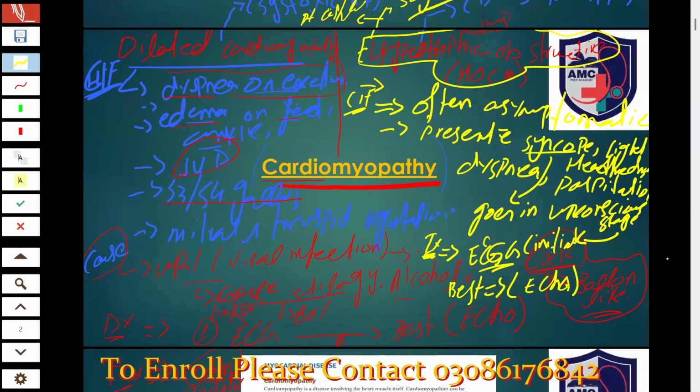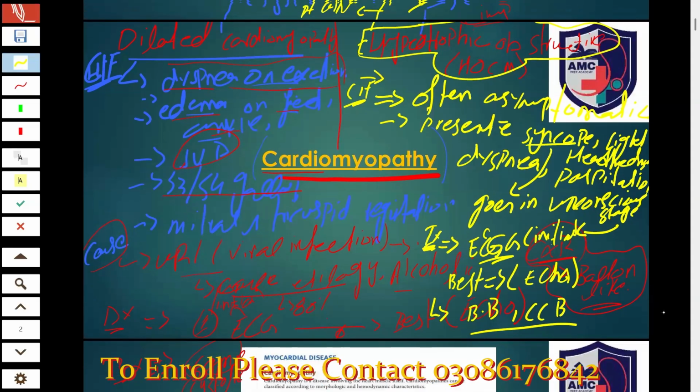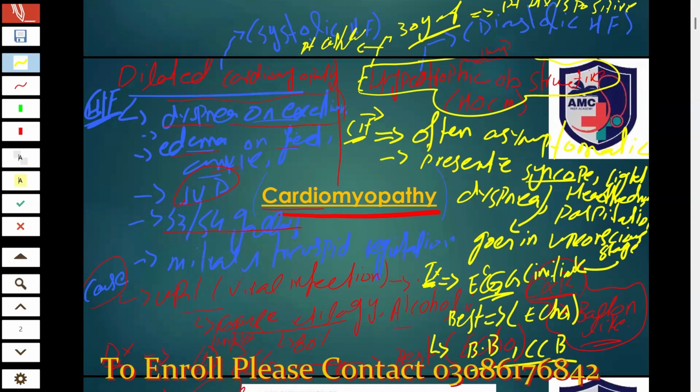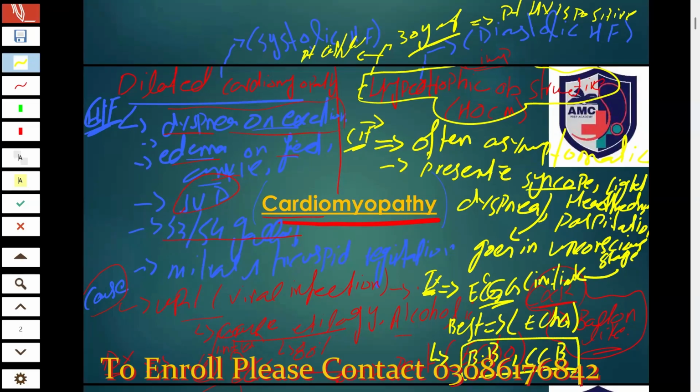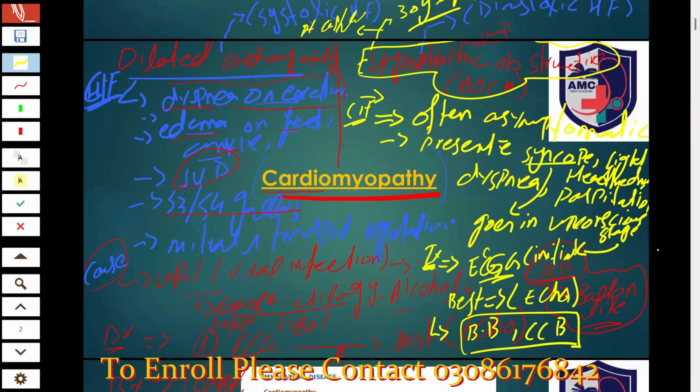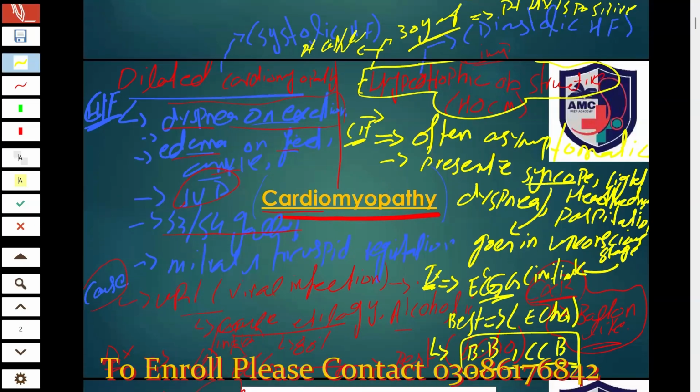And treatment will be beta blocker or calcium channel blocker. This is the treatment because in hypertrophic obstructive cardiomyopathy, the heart is contracting too much. Systolic function is fine, but there is a diastolic function problem. So we will block the heart contractility by giving a beta blocker or calcium channel blocker. Simple treatment. In case of dilated cardiomyopathy, the treatment will be for heart failure, as we discussed.